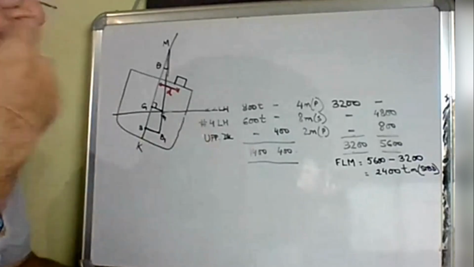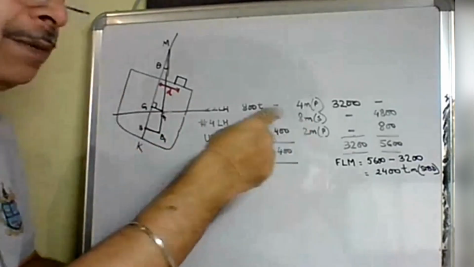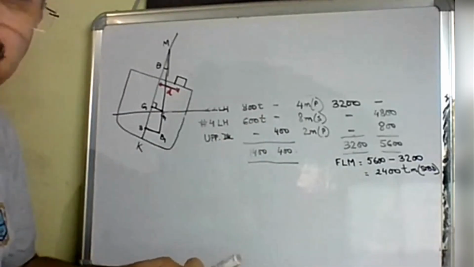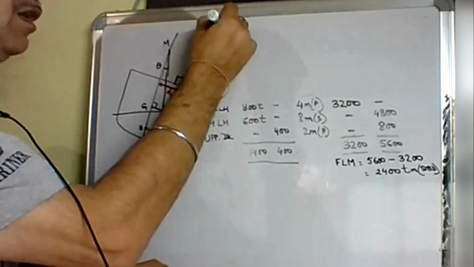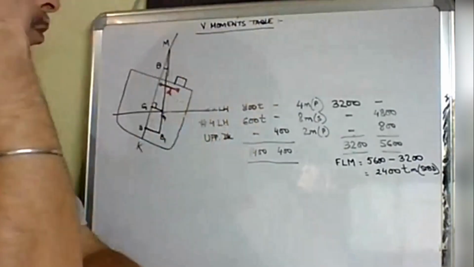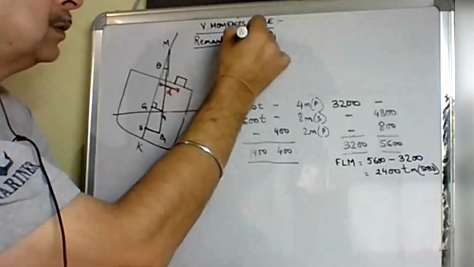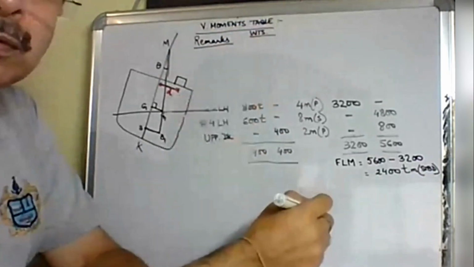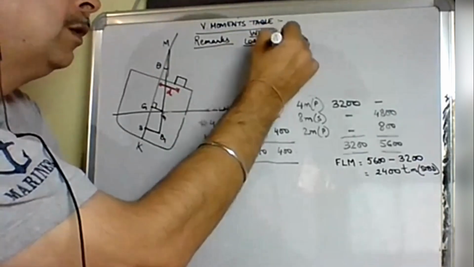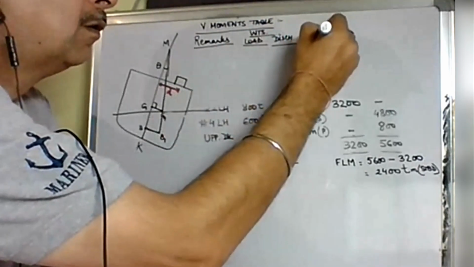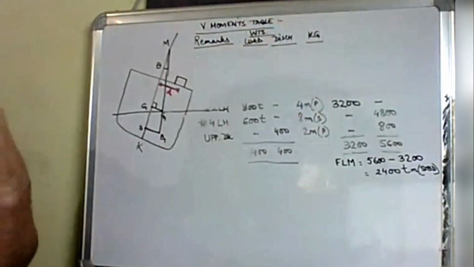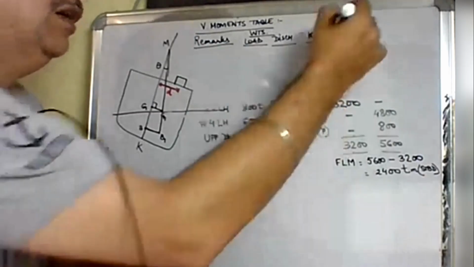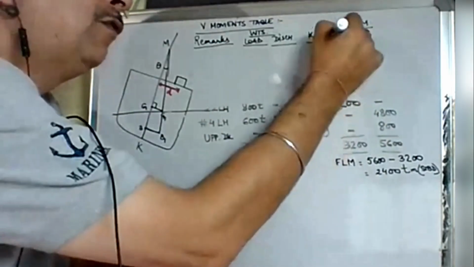Because we need the final fluid GM in the denominator. So if we need the final fluid GM, we have to find vertical moments to find the final KG. That is why we will now make a vertical moments table. So same way, remarks, weights, loaded, discharge. This time the lever is going to be KG because we are finding out moments about the keel. So KG, the moments for loaded and for discharge.